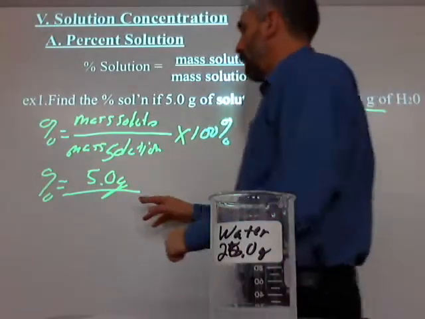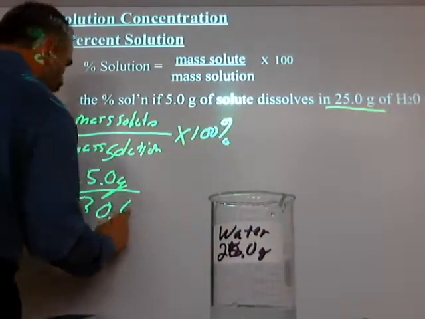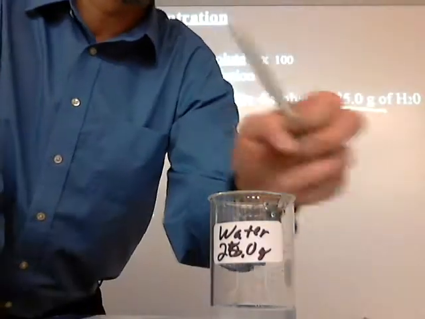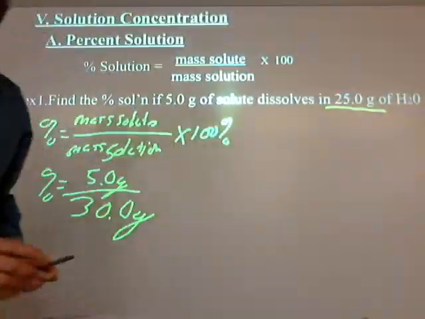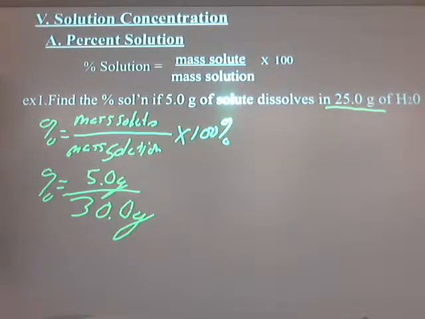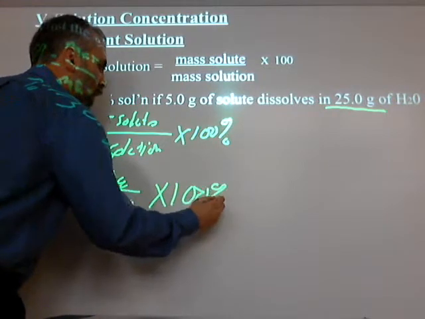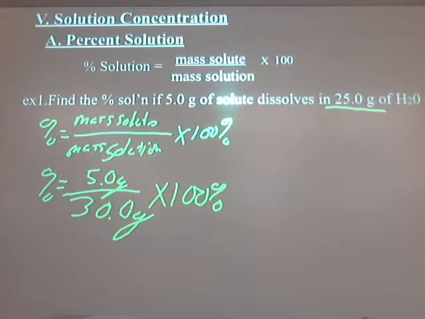So I basically have to divide by 30. I'm adding these two together. And that's one thing that people do wrong. There's something else we'll see in a little bit. All right, times that by 100. Do that on your calculator. What do you get?